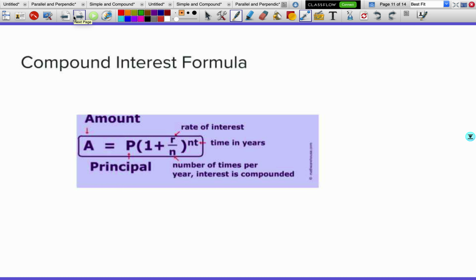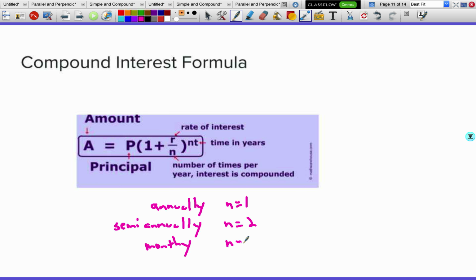Okay, so here is the compound interest formula. Copy it down. The big thing to watch out for is this n. N is the number of times per year the interest is compounded. So if we see something like annually, we're going to know n equals 1. If we see semi-annually, this means it's being compounded twice per year, so n equals 2. If we see monthly, n equals 12, and so on. All right, there's a lot of different terms we can put there.